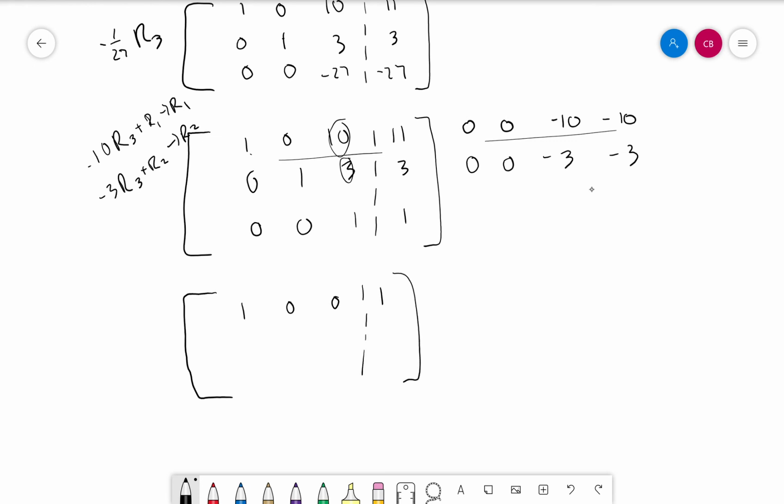Next one, 0. 0 and 0 is 0. 1 and 0 is 1. Negative 3 and 3 is 0. And negative 3 and 3 is 0. Okay, and then finally, 0, 0, 1, 1. So our answer here is 1, 0, 1. And that is our solution for this system.